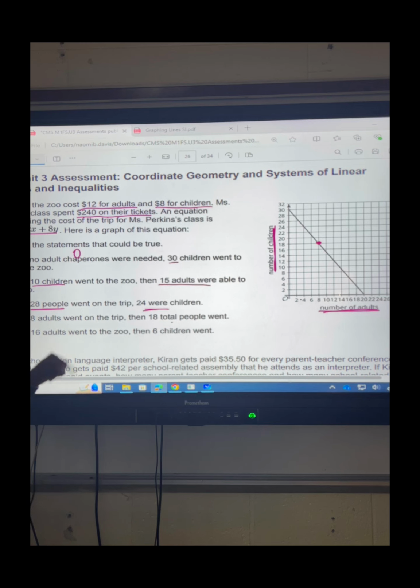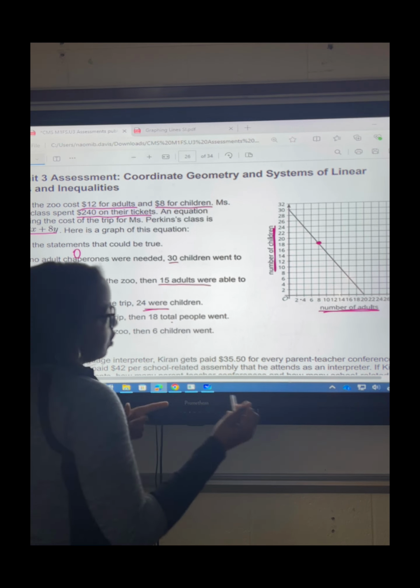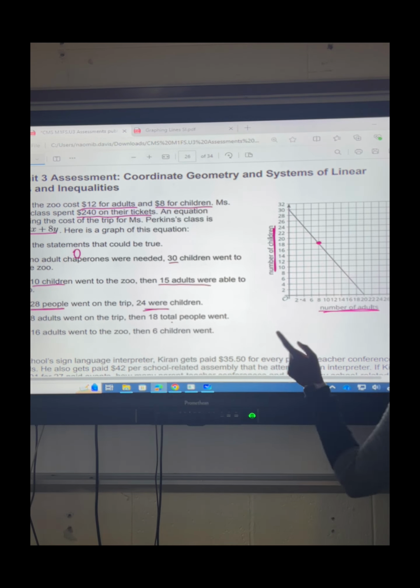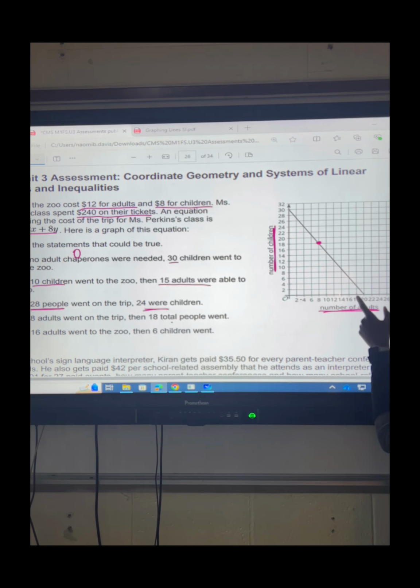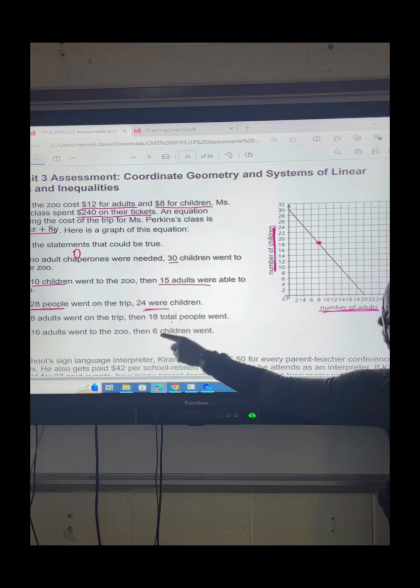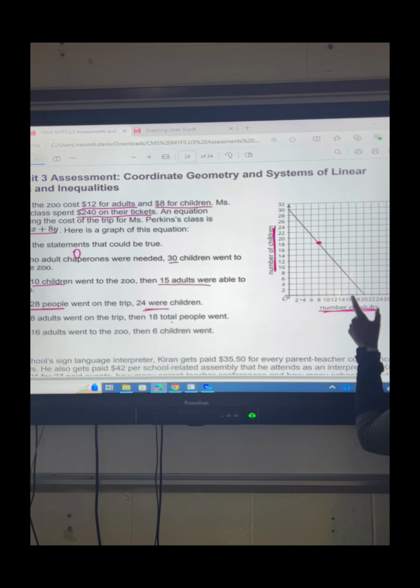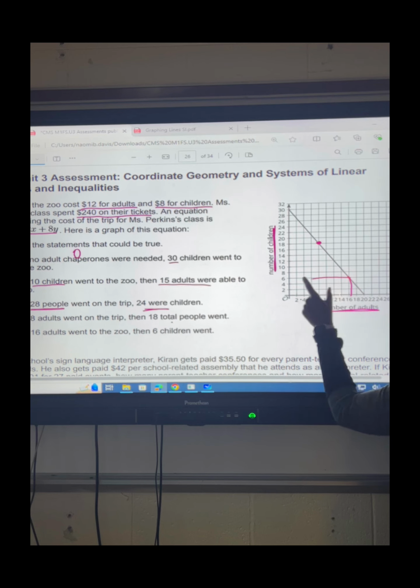If 16 adults went to the zoo, then 6 children went. So let me go to my graph. I need to go to 16 adults, and when I go to 16, my line needs to be at 6. Where's my line? So when I go to 16, my line meets me at 6. So that is true.